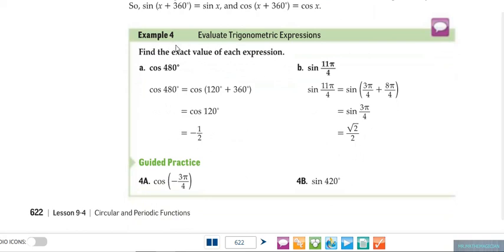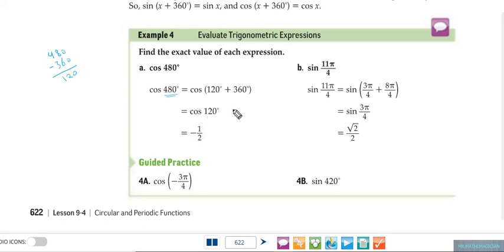In example 4, evaluate trigonometric expressions. Find the exact value of each expression. Cosine 480. If the angle is more than 360, you can directly subtract 360. 480 minus 360 will give you 120. So you can write cosine 480 as cosine 120.